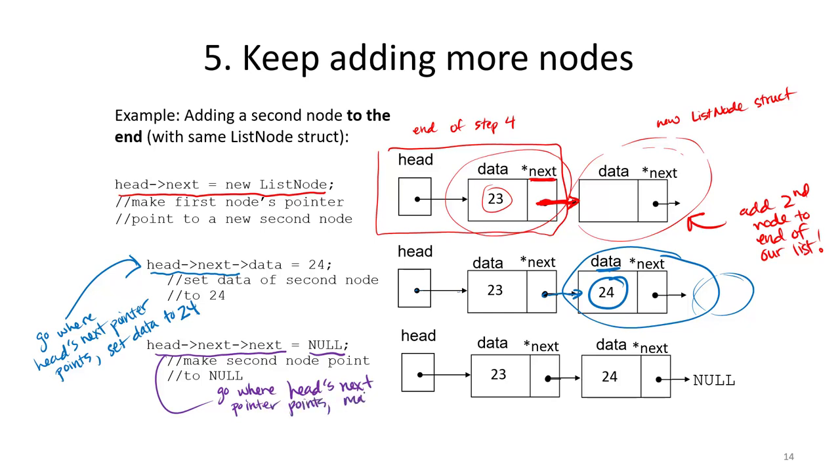And make that next point to null. So we go where head's next pointer points, that's our second node. We make the next pointer point to null. Notice how powerful the arrow operator is here. With just 3 lines of code, I was able to add a second node to the end of my list.